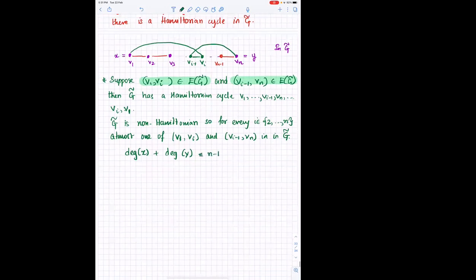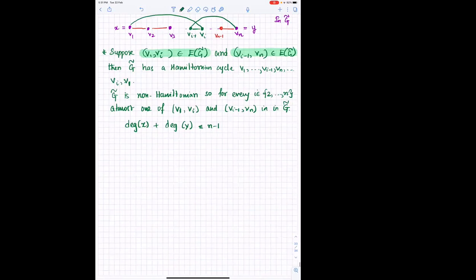Now one thing to note is this is the degree of x in G tilde. Moving forward, you will see lots of graphs that we will play around with, like G1, G2, G3, and so on. We might talk about the degree of a vertex in G1 and then in G2, so we will denote the graph by the subscript. So the degree of vertex p in the graph G. Here I mean the degree of x in G tilde plus the degree of y in G tilde is at most n minus 1.